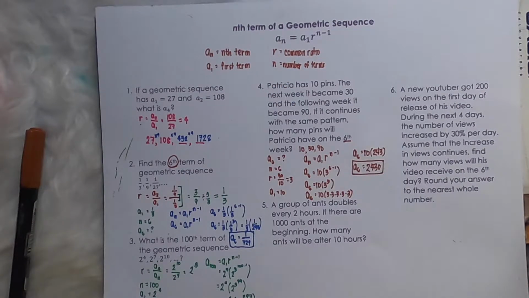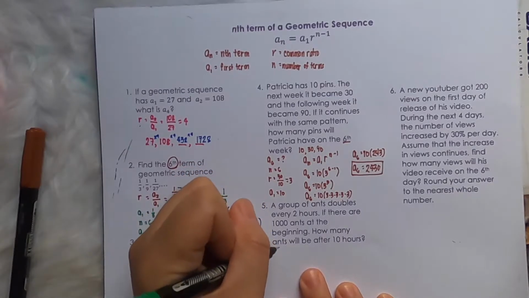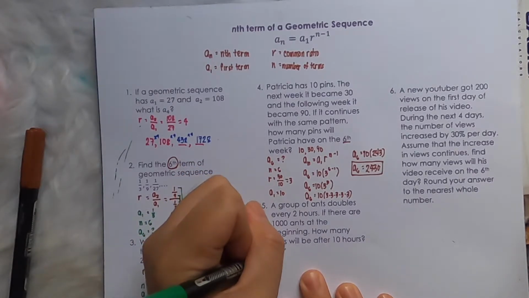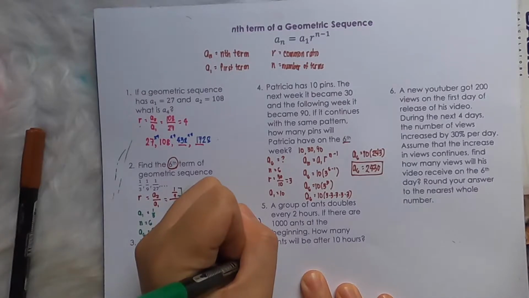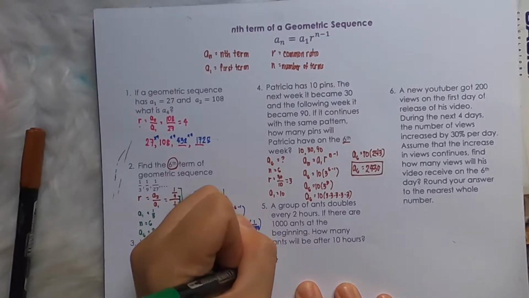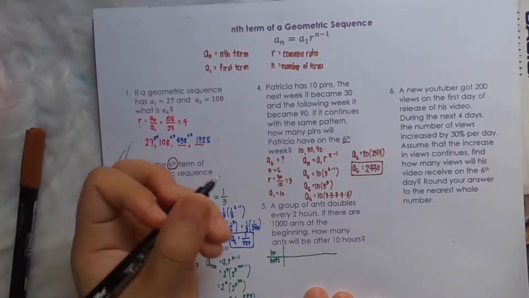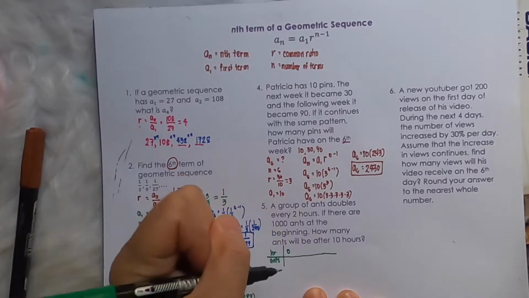Let's try number 5. A group of ants doubles every 2 hours. If there are 1,000 ants at the beginning, how many ants will be there after 10 hours? So gawa po muna tayo ng table to represent the hour and the number of ants. We now have there hour and ants. So we will start with 0 hour. So yung initial po natin dito, meron tayong 1,000 ants.